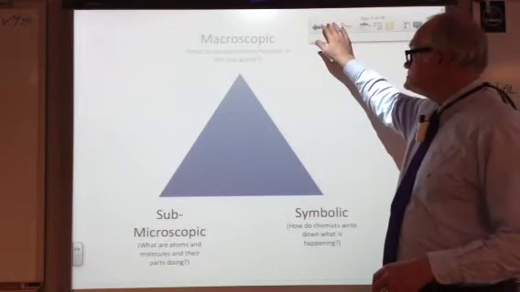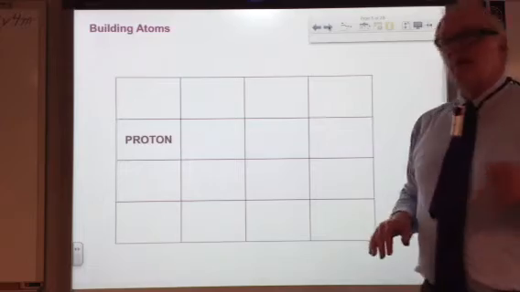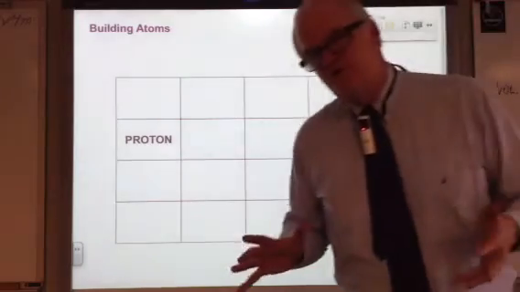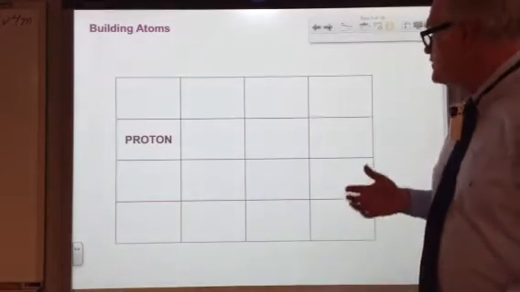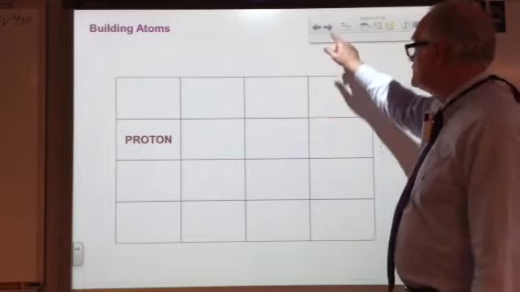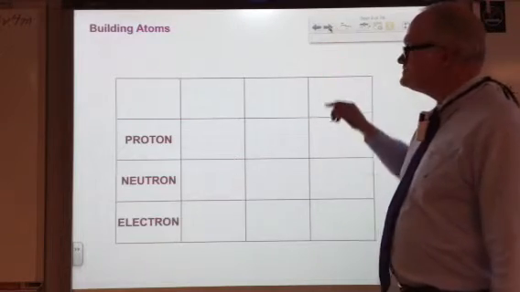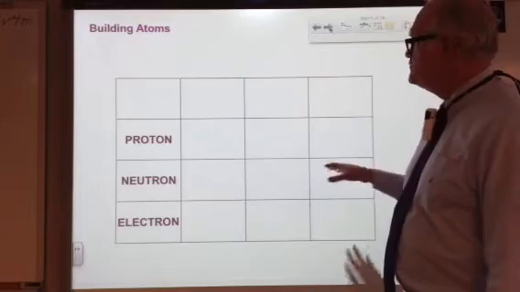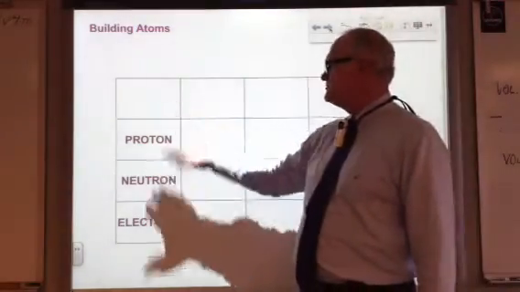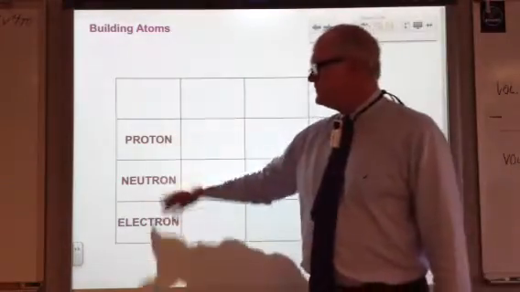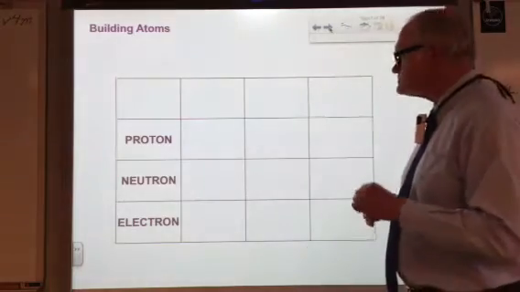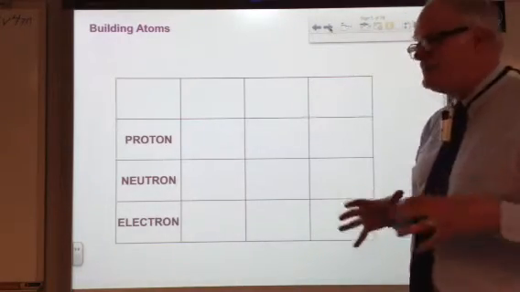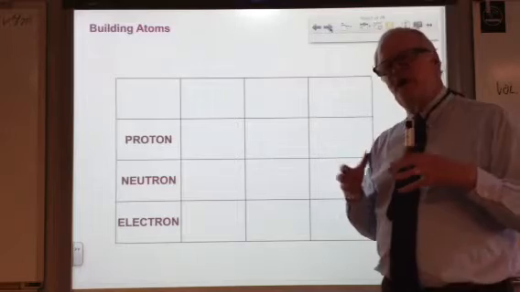Now, some of this is going to be review. You've heard about the basic particles that make up atoms: protons, neutrons, and electrons. So we're going to review those things using a grid that looks like this one. It's a 4x4 grid. In the first column are different subatomic particles. These are the major subatomic particles.